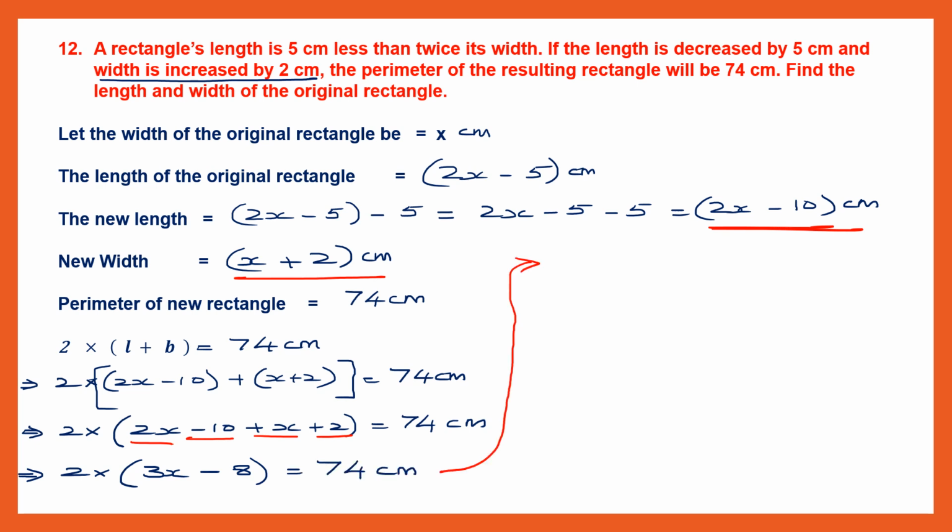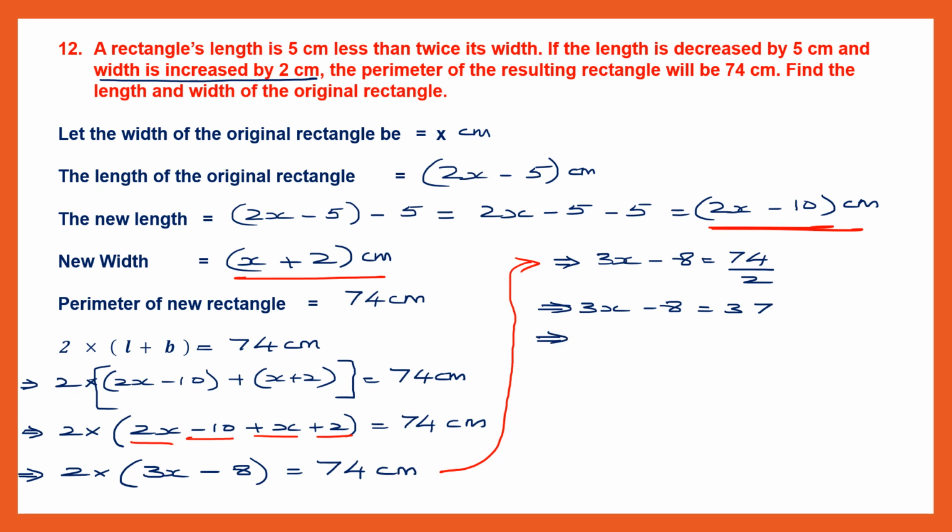So let's continue this side. So here we're going to say, now 2 into 3x minus 8 is 74 centimeters. We're going to take this 2 to the other side. So here what is left is 3x minus 8 is equal to 74 centimeters divided by 2. So 3x minus 8 is equal to 37.